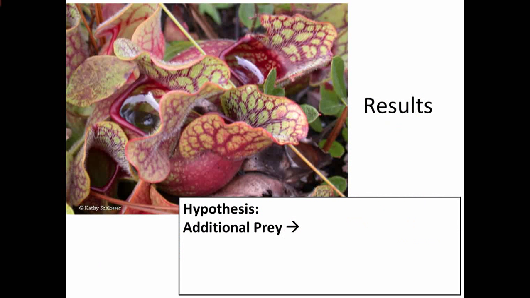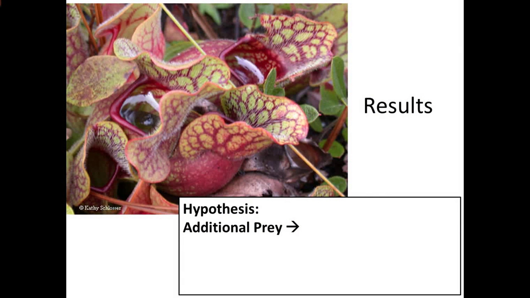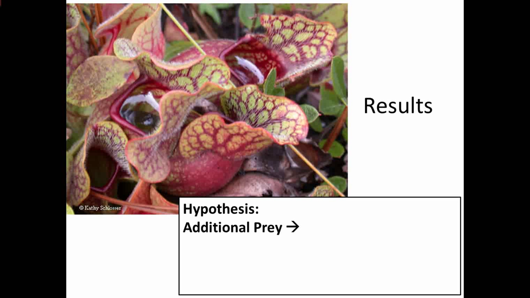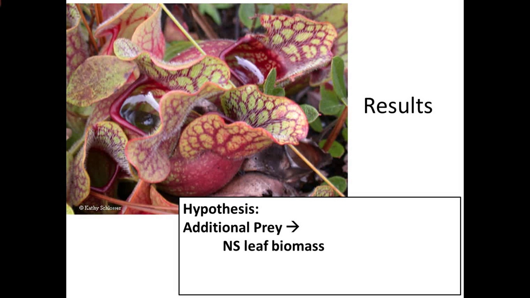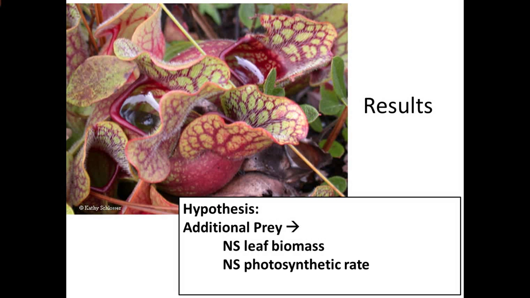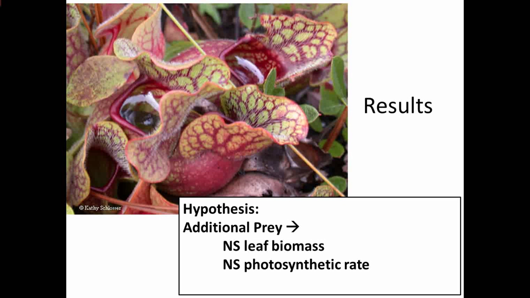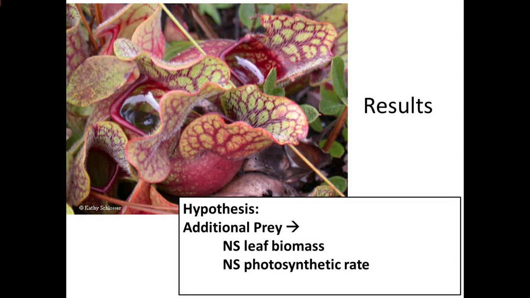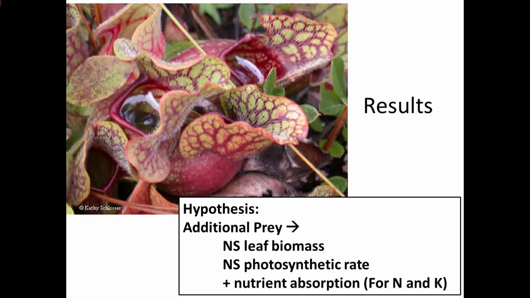In addition, prey addition had no obvious effects on plant morphology, so no significant change in leaf biomass. For photosynthetic rate, they did not photosynthesize more with more prey, and there seemed to be a slight change in nutrient resorption, especially for nitrogen and potassium.